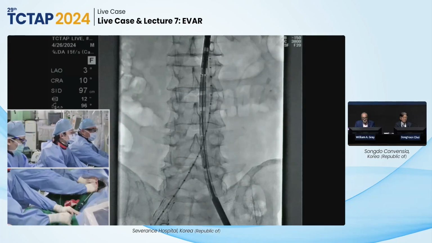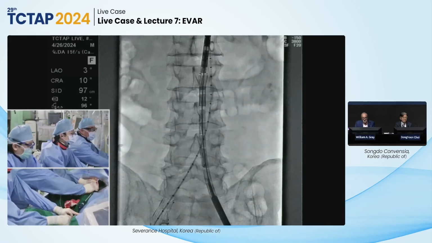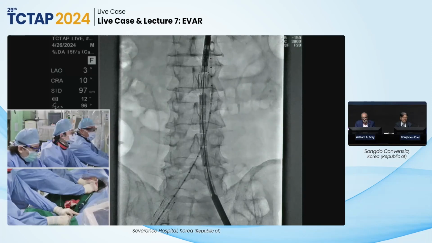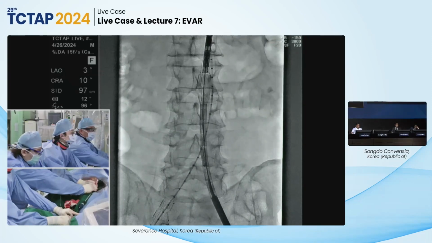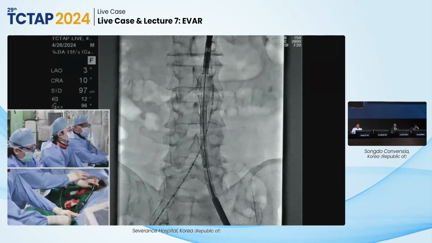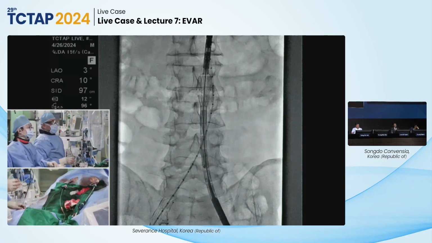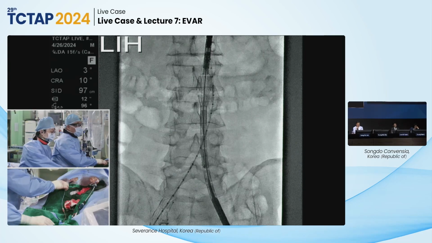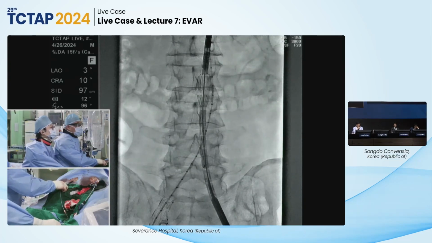Okay. So I tried to deploy the first two segments, and then I'll check with an aortogram, the position of the main body. Okay?